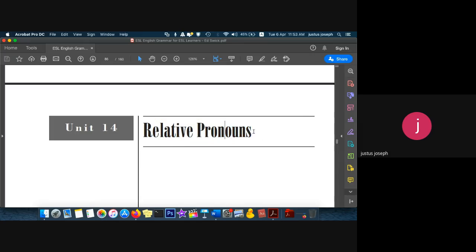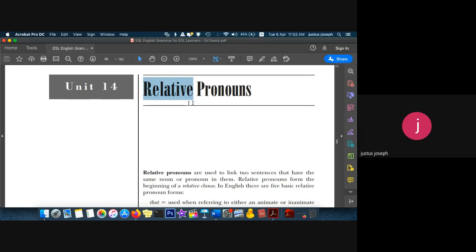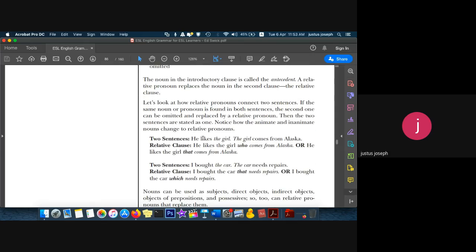Now what is a pronoun? A pronoun is nothing but something that refers to a noun. That's why we call it a pronoun. Now relative, something that makes some relationship between things. If you have two things, something that joins them or relates them, that will be relative. So the name itself is telling us what this thing would be all about. So let's look at a few examples.